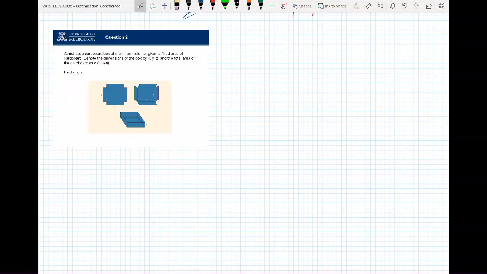You are given a piece of cardboard of certain dimensions. The dimensions of the box are x, y, z, and the total area of the cardboard is C, given. Then we want to create the biggest box we can, right? So that's a very nice activity for primary school kids. But now we are grown up, we can actually use optimization theory to model this and find the solution. So first of all, what are we trying to do? What is our objective? This is actually really nice, so let's do it together.